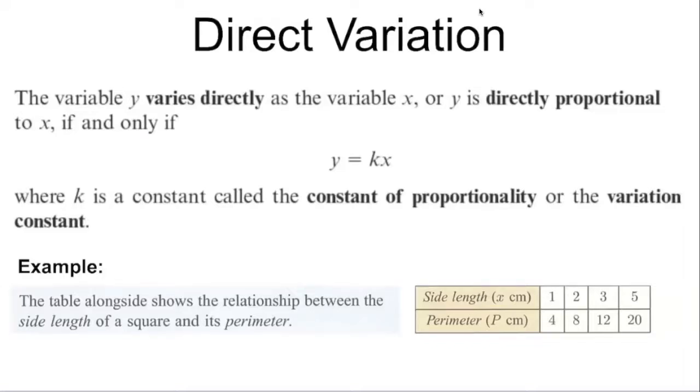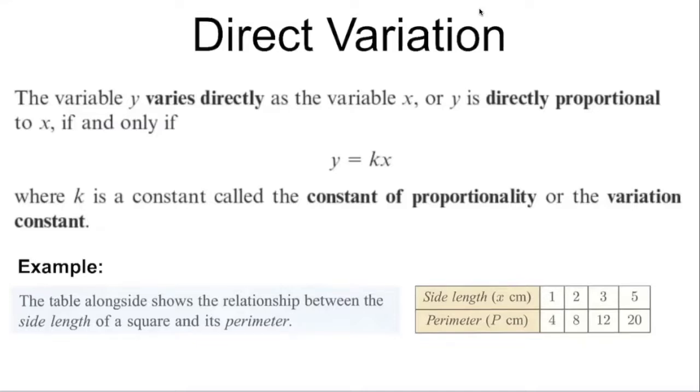The proportionality is represented by a constant, which we often refer to as the constant K. We call that the constant of proportionality, or the variation constant. So you'll see in the example just below here, we have a situation where we have two variables, the variable P and the variable X. And the variable P varies directly with the variable X. P representing the perimeter and X being the side length.